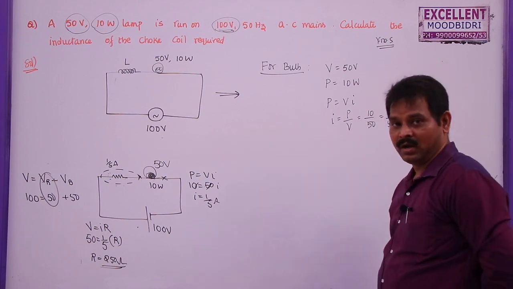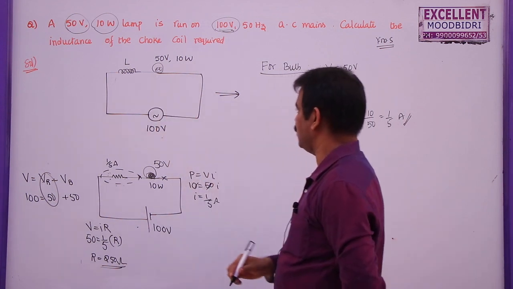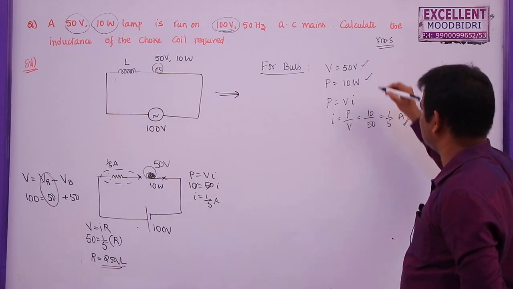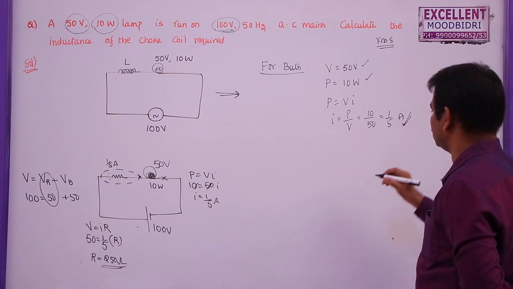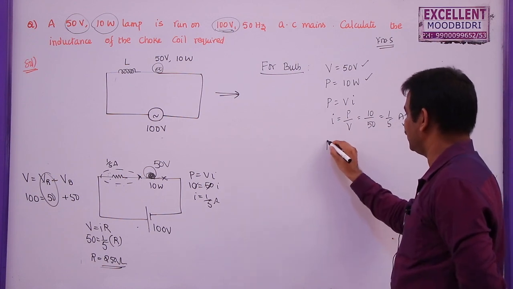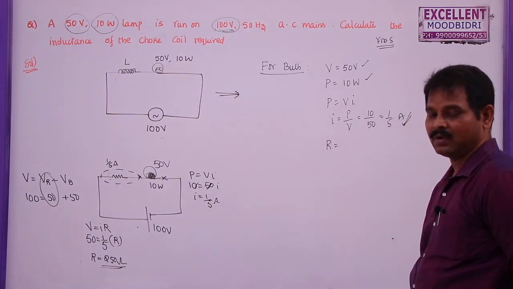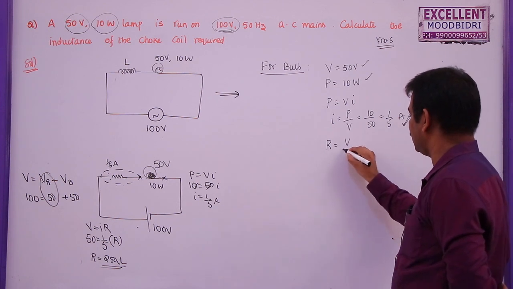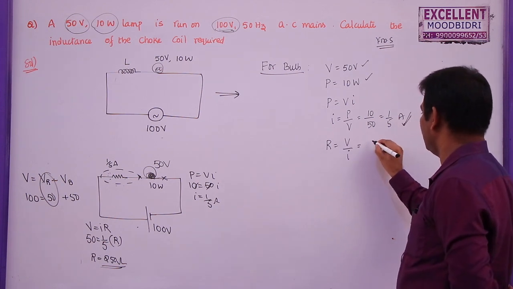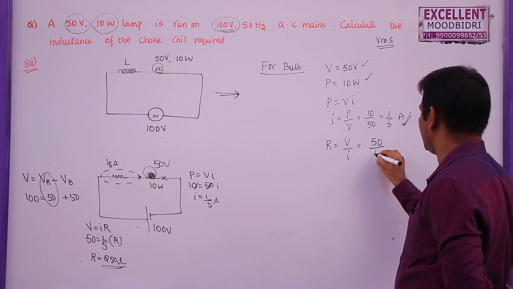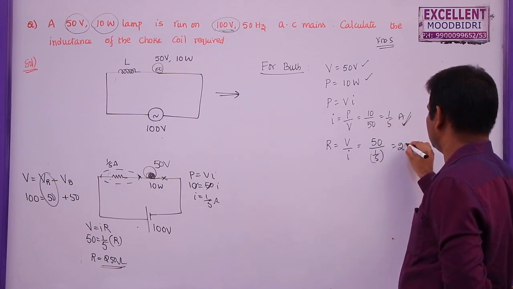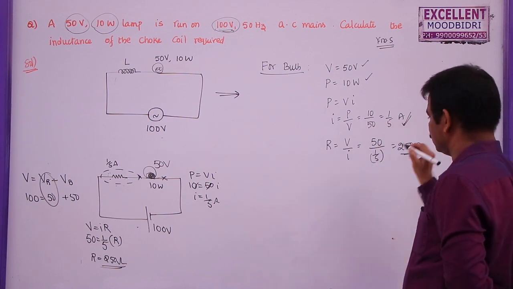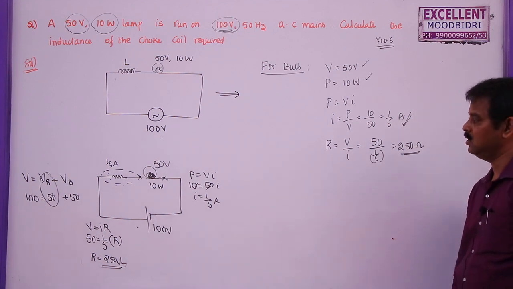That means the current that is passing through the bulb will be 1 by 5. If I know this value, we can find out the current through this one. From this, what is the resistance of the bulb? We know from Ohm's law, R is equal to V by I, which is equal to 50 by 1 by 5. So this is 250 ohms. This is the resistance of this bulb.